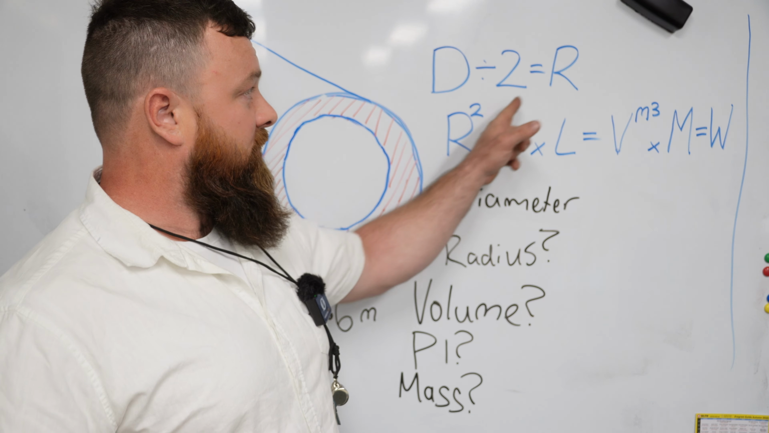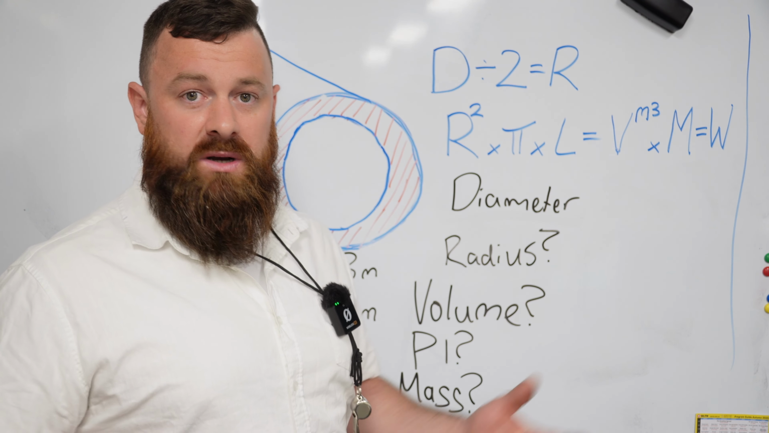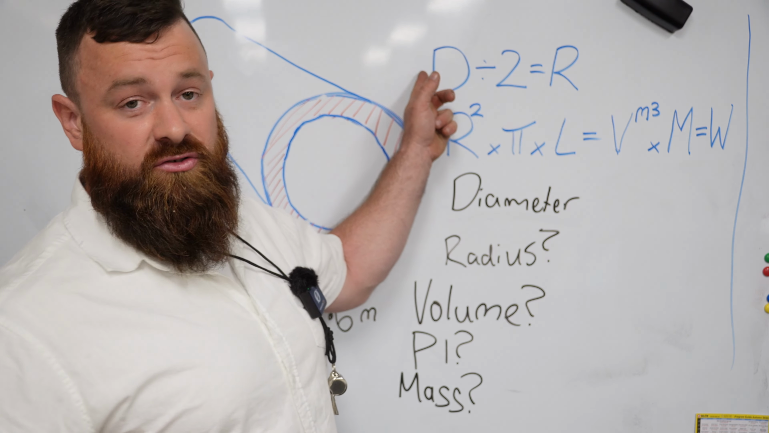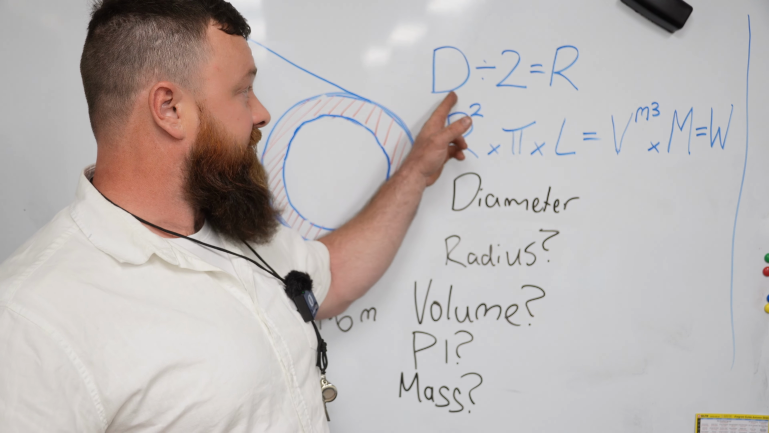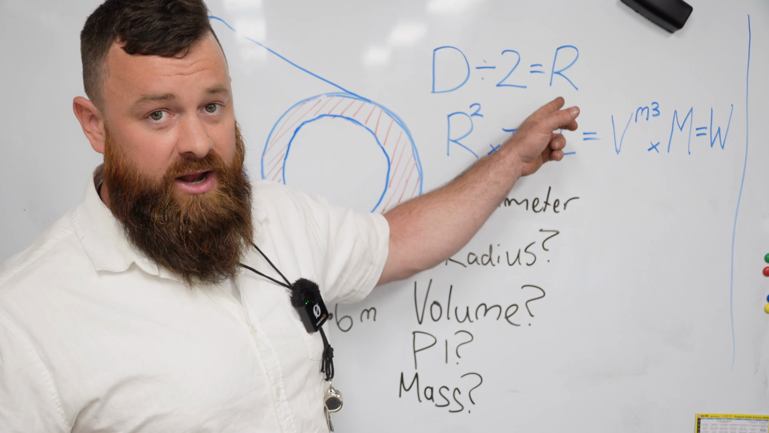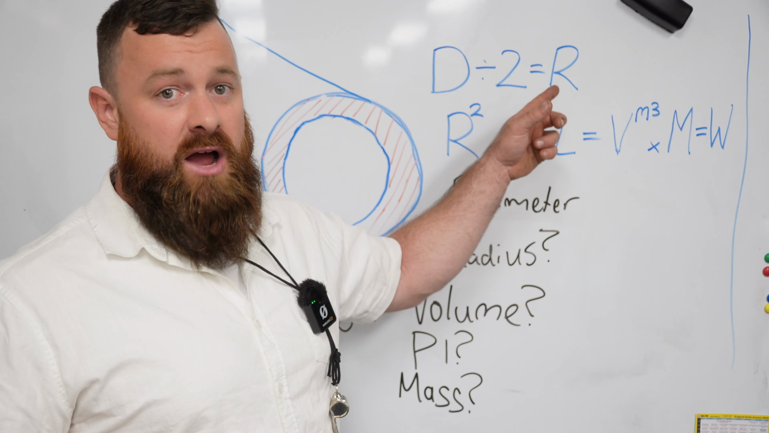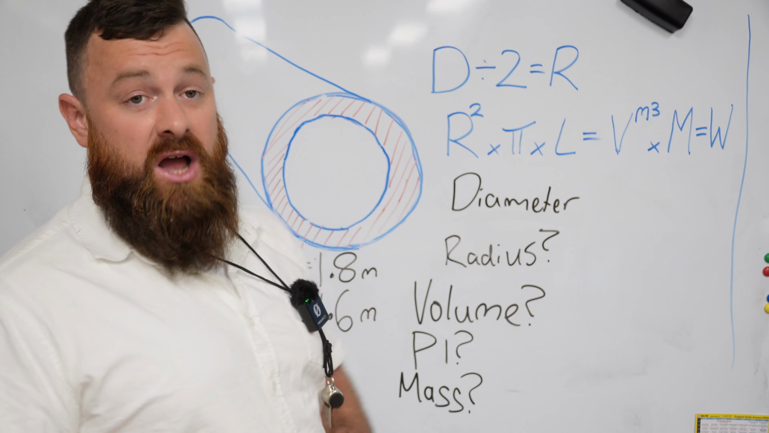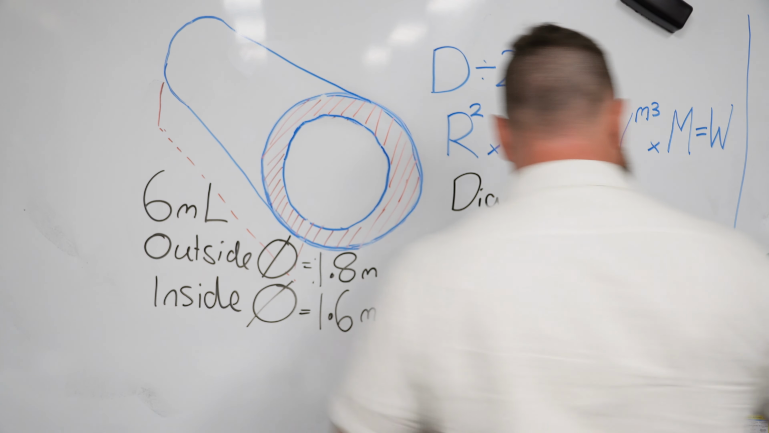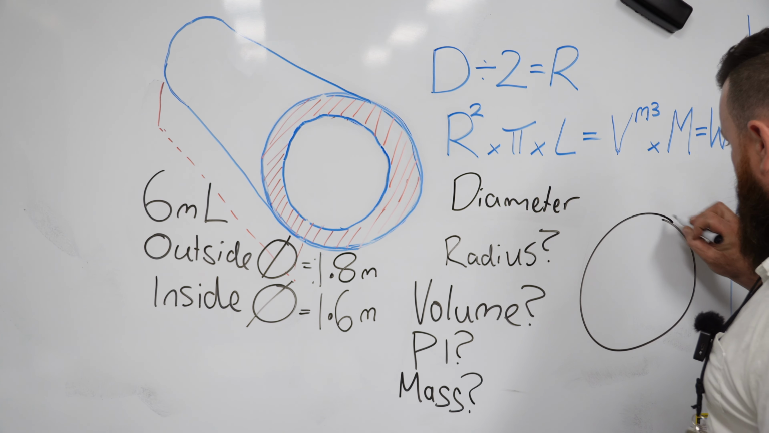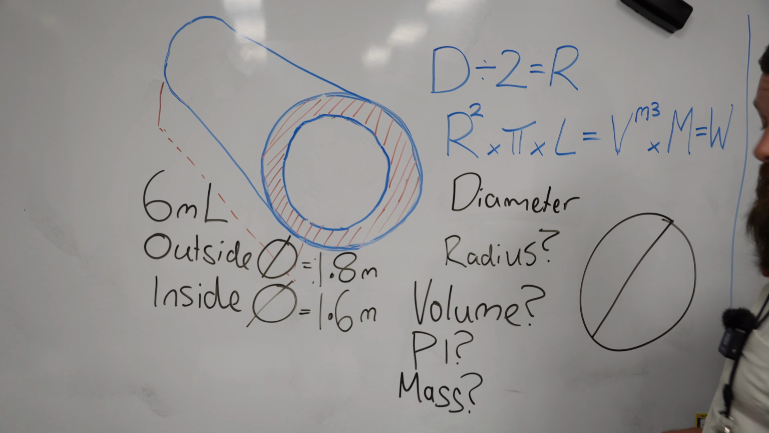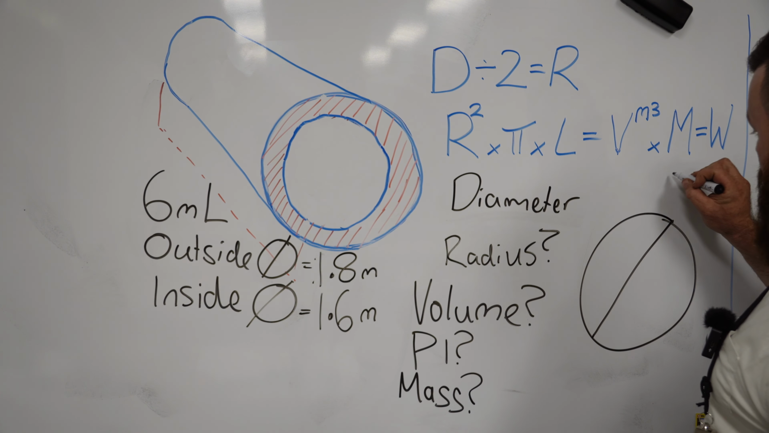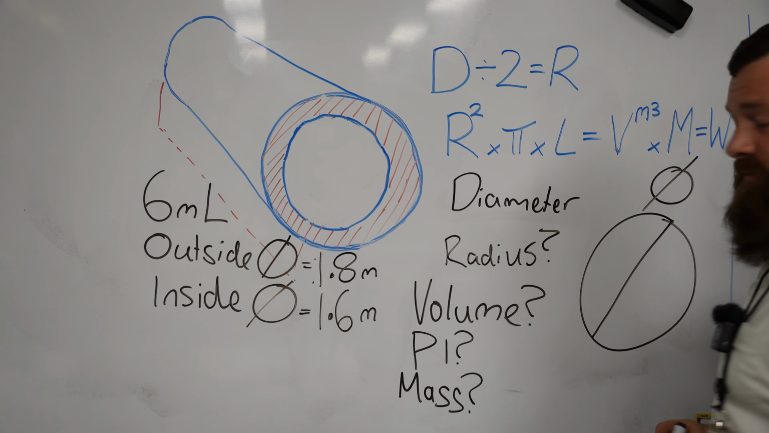D divided by 2 equals R. What does that mean? D is short for diameter, divided by 2 meaning we're going to halve that, and that's how we're going to find out our radius, and that is what R is. First of all, what's a diameter? A diameter is the distance from one side of a circle all the way to the other, which is why the symbol for diameter looks like this.